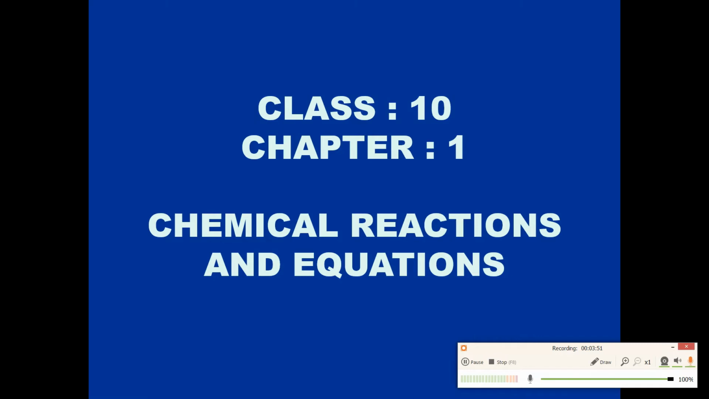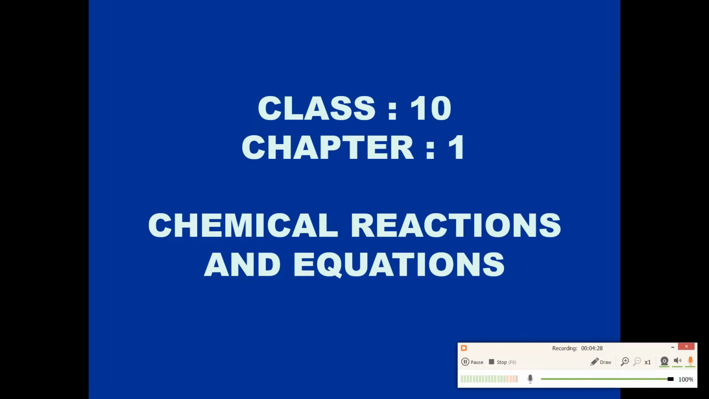And the representation of such a reaction by using symbolic representations and chemical formulae is called a chemical equation. In this chapter, we are going to discuss in detail various types of chemical reactions, how they are represented, and how to balance a chemical equation, along with a lot of examples.